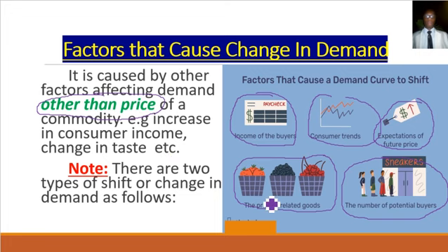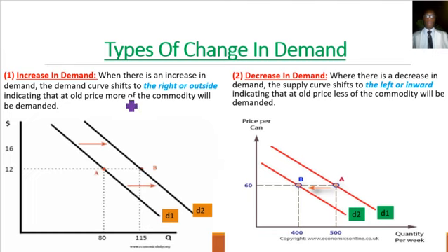Now let's look at the types of change in demand. We also have two types of change in demand: increase in demand and decrease in demand. The increase in demand, which is the first one, is when the demand curve shifts outward or to the right. As you can see here, this is D1, the first one, and here is D2. You are moving from D1 to D2. Which direction do you go? You go to the right. It shifts outward. It is known as increase in demand.